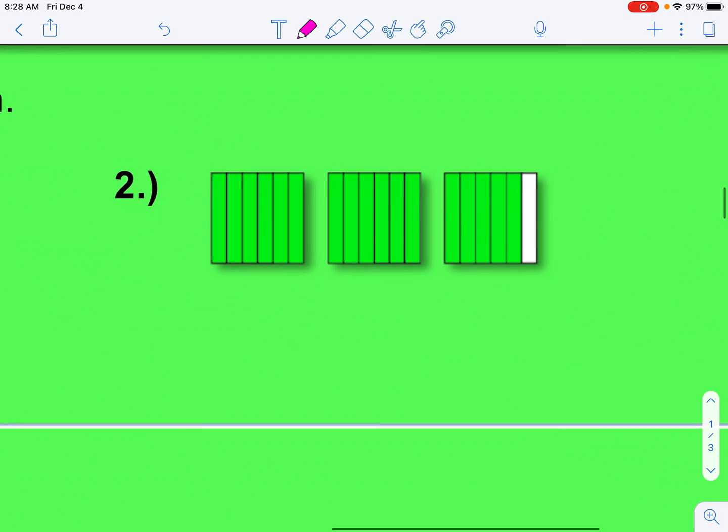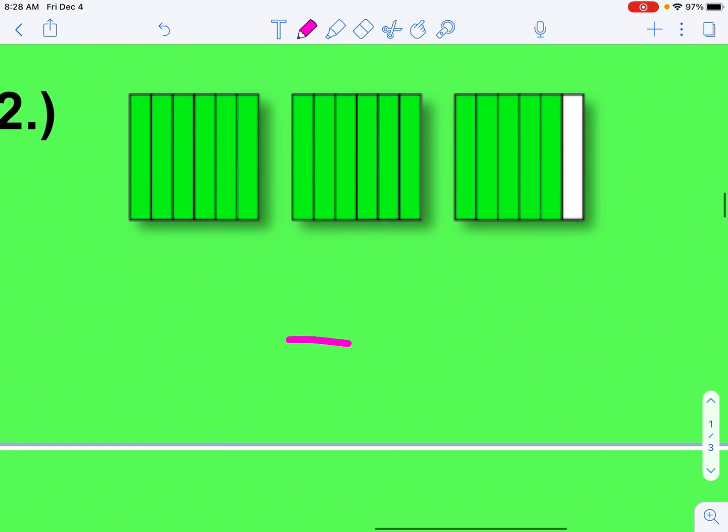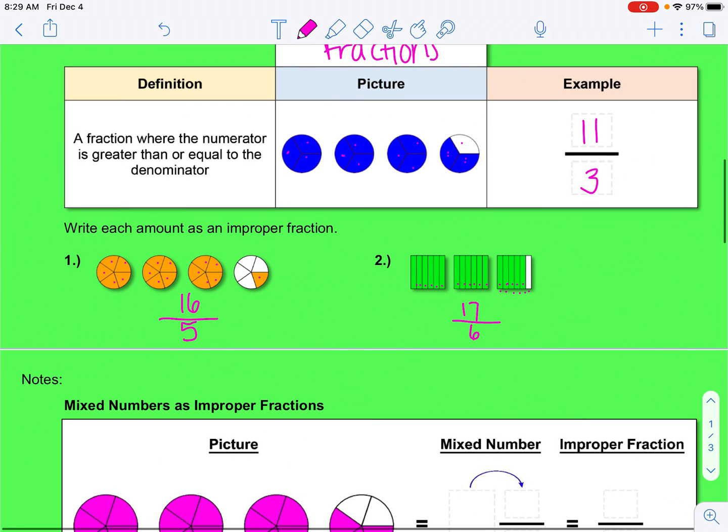Alright, let's go to number 2. Let's write it as an improper fraction. So the first step, count how many total pieces colored in we have. 1, 2, 3, 4, 5, 6, 7, 8, 9, 10, 11, 12, 13, 14, 15, 16, 17. How many pieces are in one fraction? There are 1, 2, 3, 4, 5, 6. So 17/6. Alright, so that's what mixed numbers are and that's what improper fractions are.